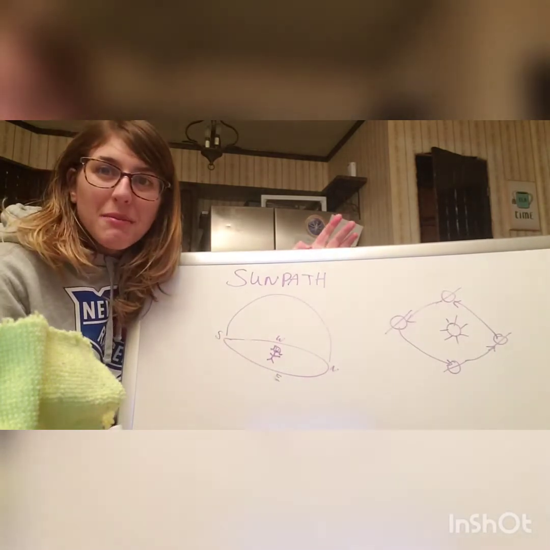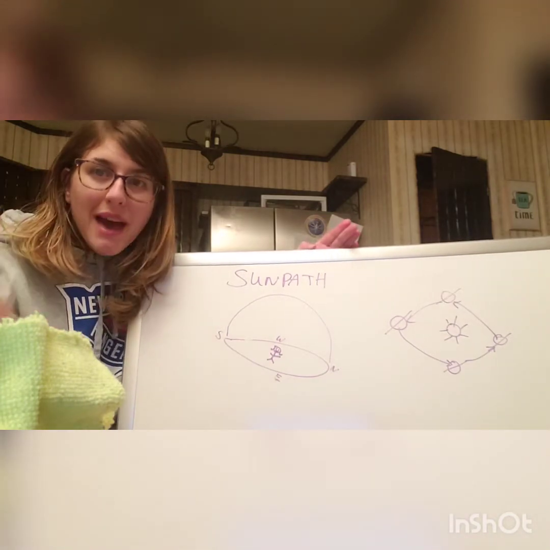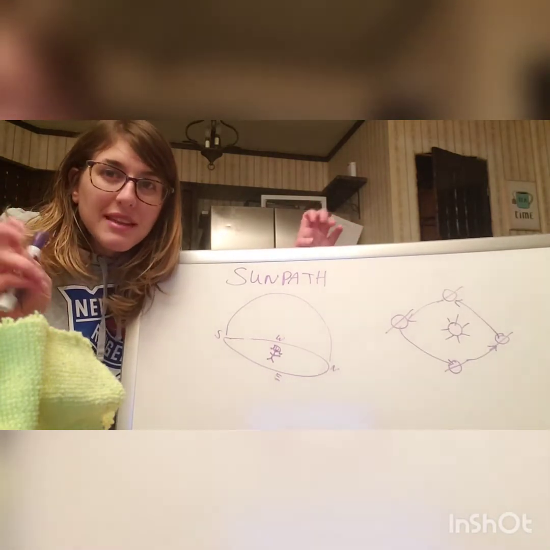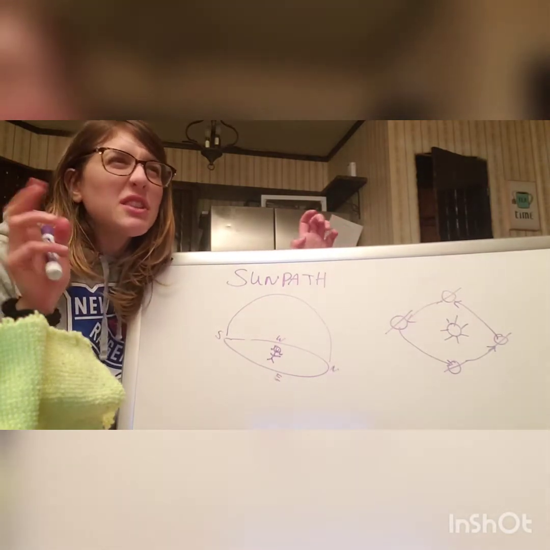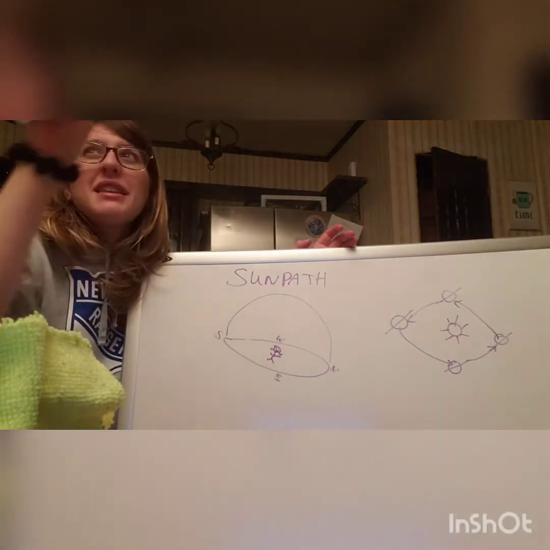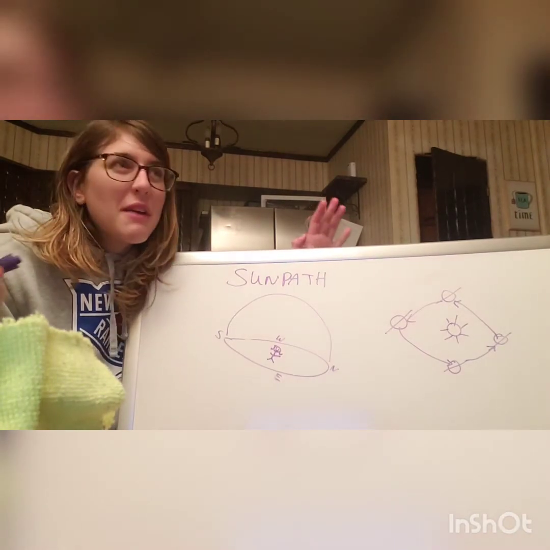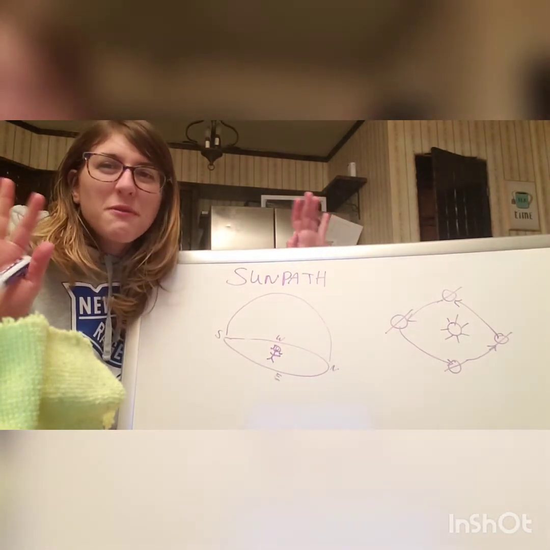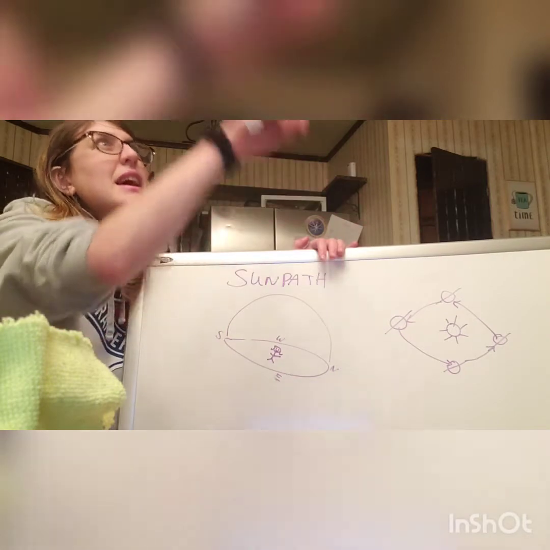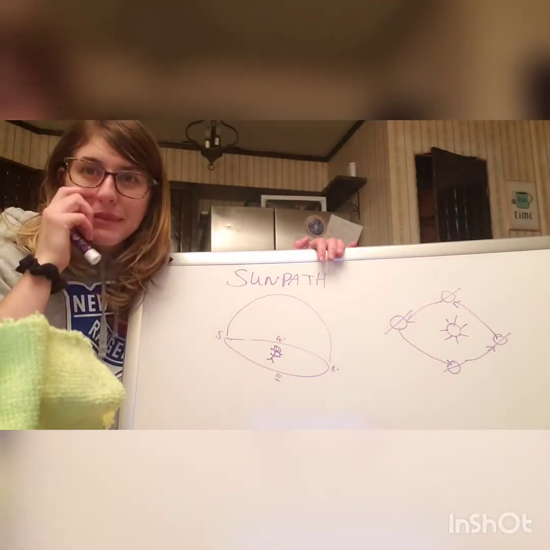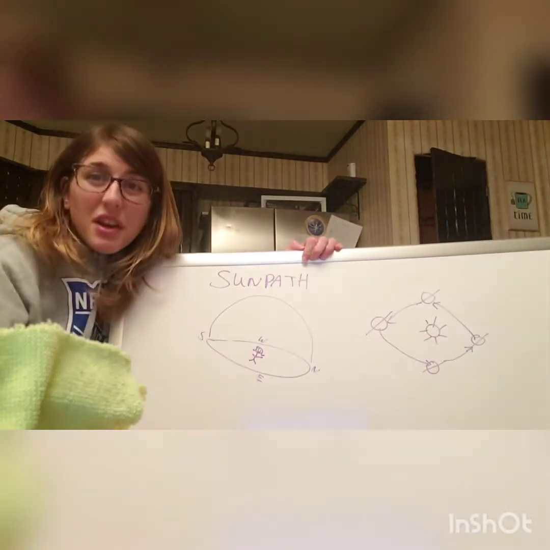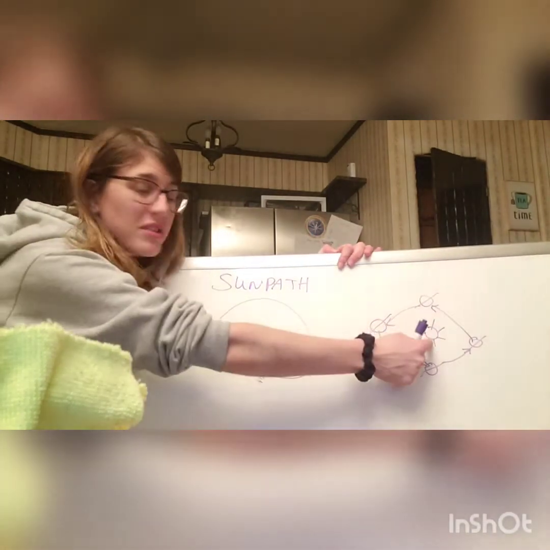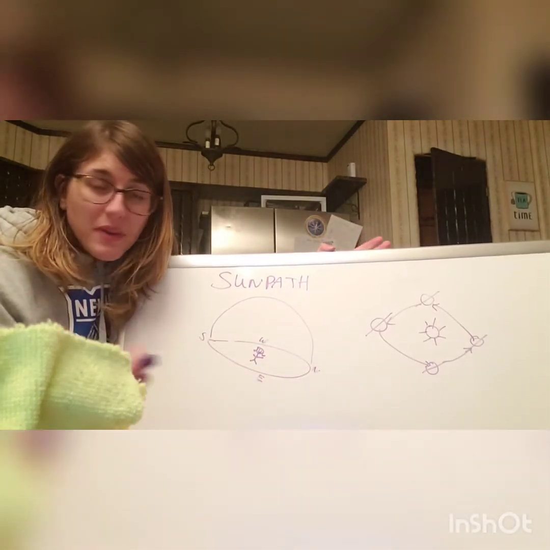All right, what is a sunpath? A sunpath is the path that the sun appears to take in the sky. And I'm going to say appears because we know that the sun really doesn't rise and set on its own. If you believed that, you would be more of a flat earther who thinks the sun has a motion of its own. But we know in science that the sun doesn't really rise in the sky. The sun just stays there. What's moving is the earth.